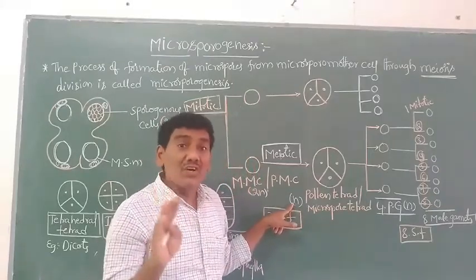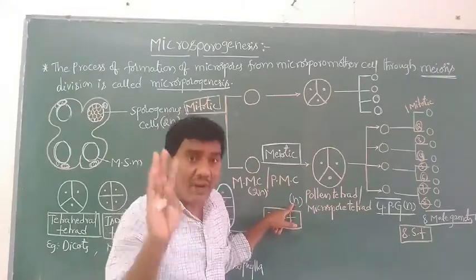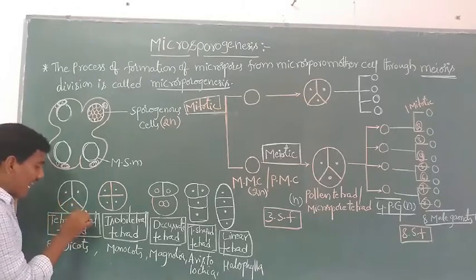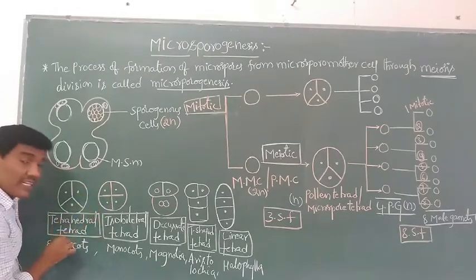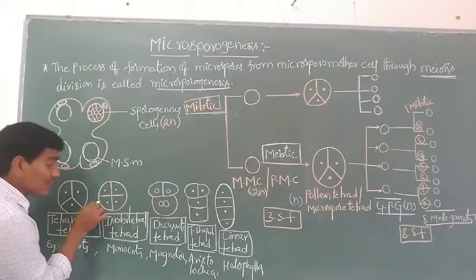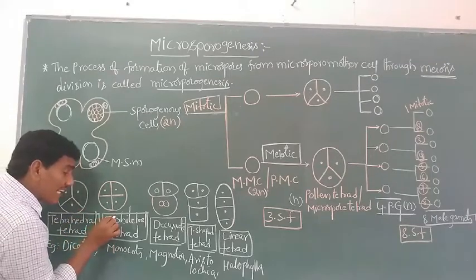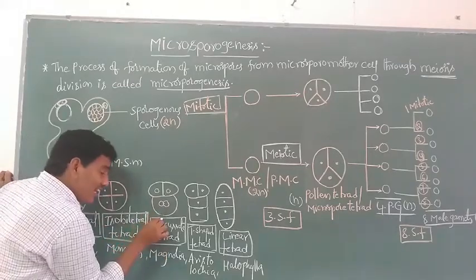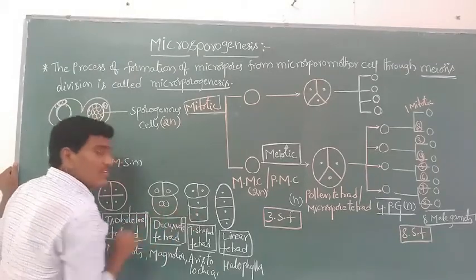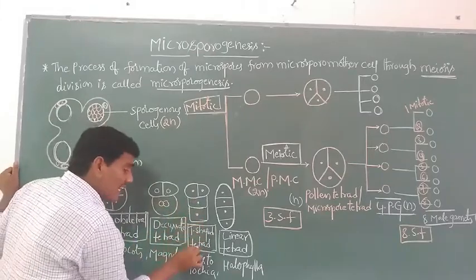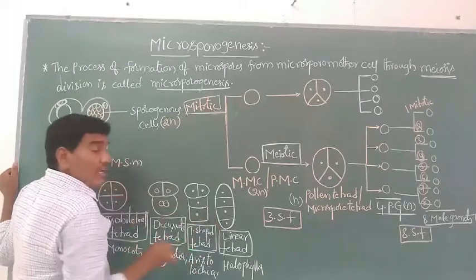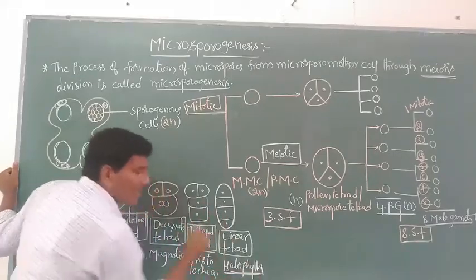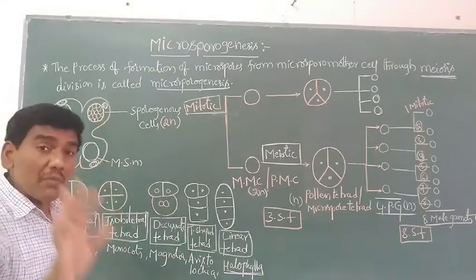Generally, in angiospermic plants, different types of tetrads are formed. The first one is the tetrahedral tetrad, which is mostly present in dicotyledon plants. The second one is the isobilateral tetrad, which is mostly present in monocots. The third one is the decussate tetrad, which is present in Magnolia. The fourth one is the T-shaped tetrad, which is mostly seen in Aristolochia. And the last one is the linear tetrad, which is seen in Halophila.